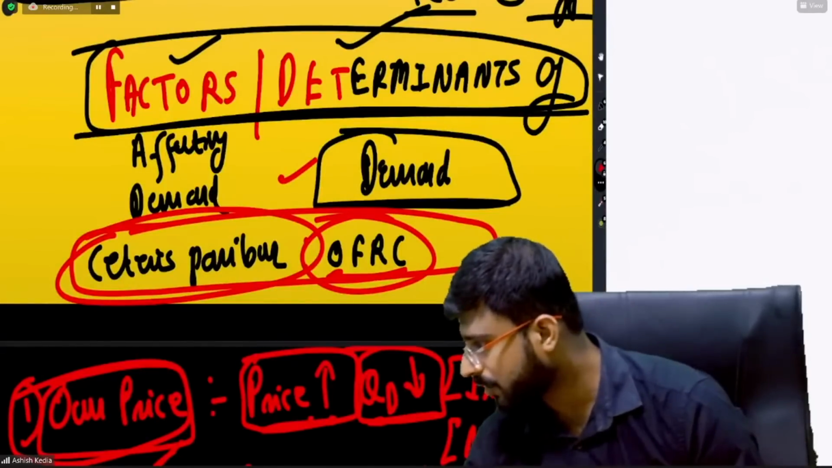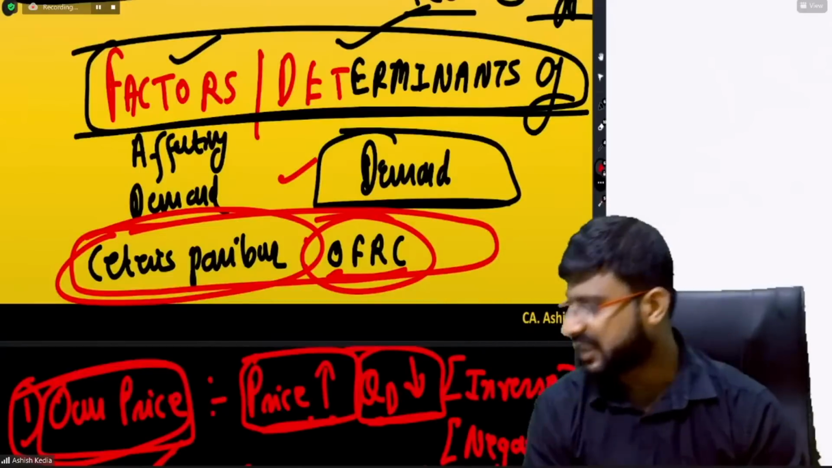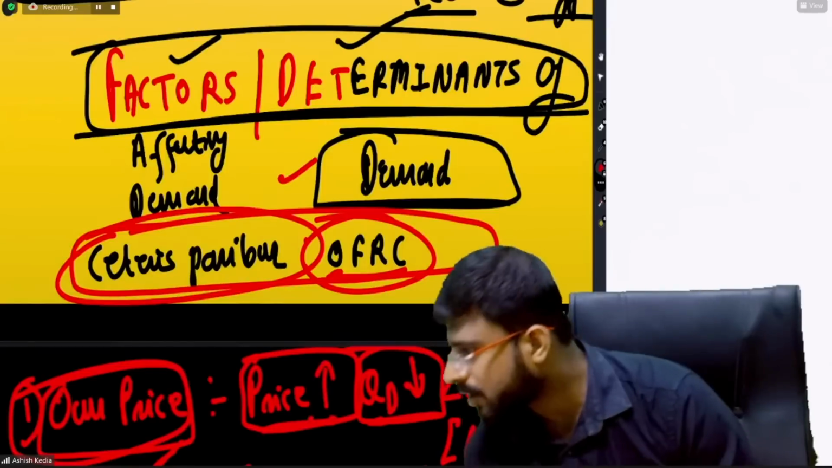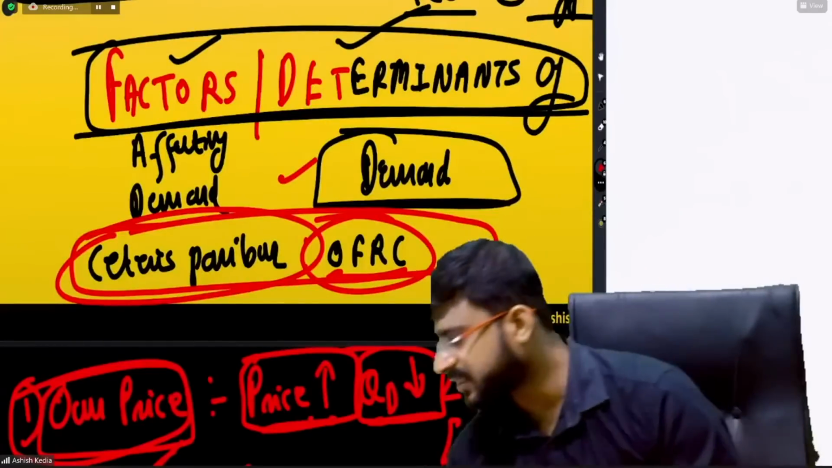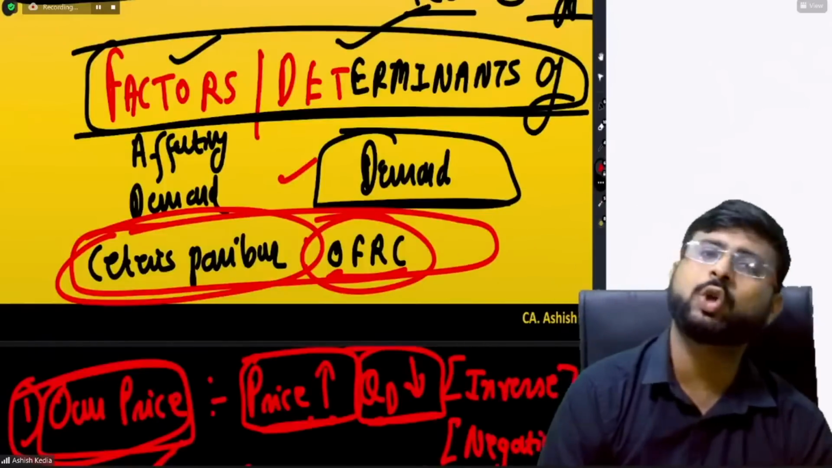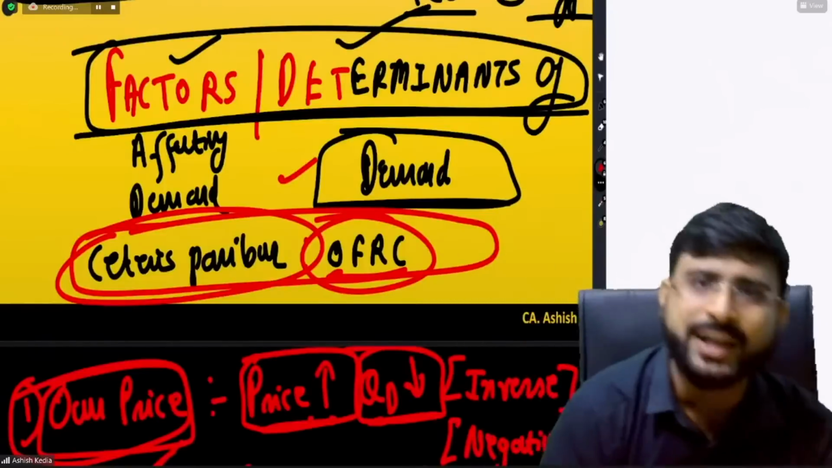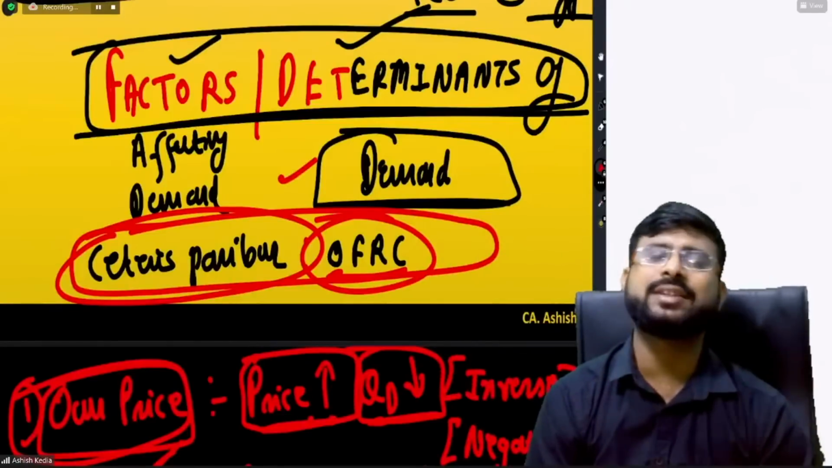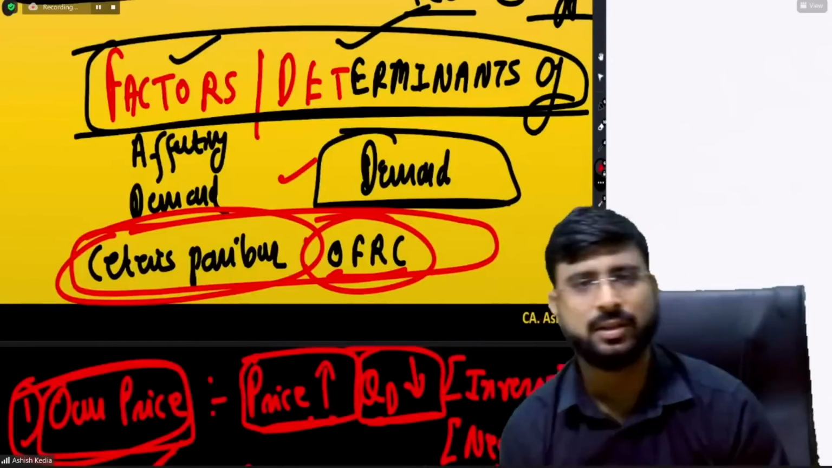Okay, one of our friends is asking that suppose we are talking about Delhi and then we are talking about India, which one is microeconomics or which one is macroeconomics? See, it is not like that.